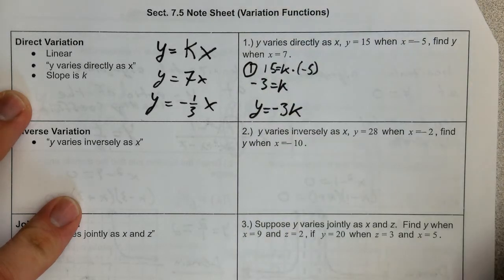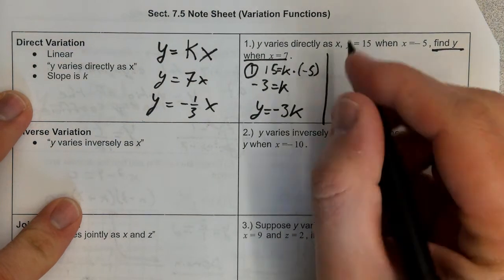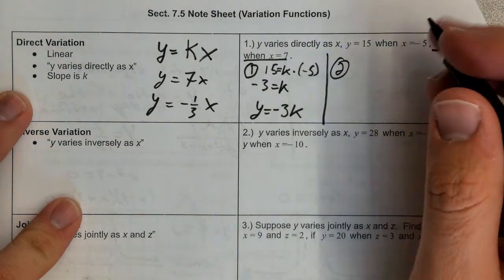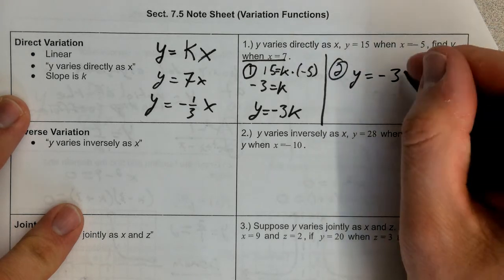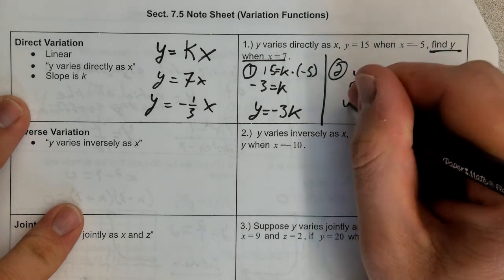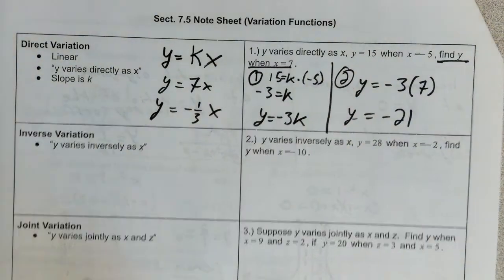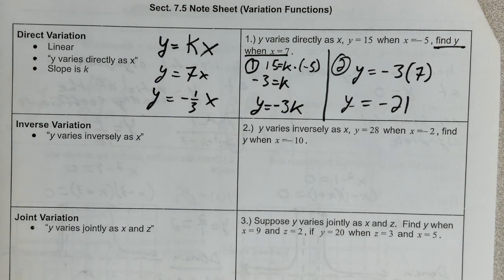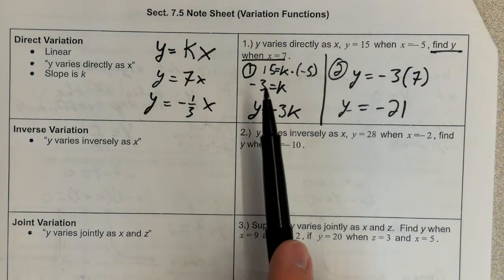Now I can use that to actually answer the question, which is find y when x equals 7. So that's part 2. Part 2 is actually answering the question. So that's going to be y equals negative 3 times 7, and that's y equals negative 21. Think of all these types of problems in these two steps. It's very easy to make a mistake and try to mush them together. But first find the equation, then answer the question. Equation, then question.